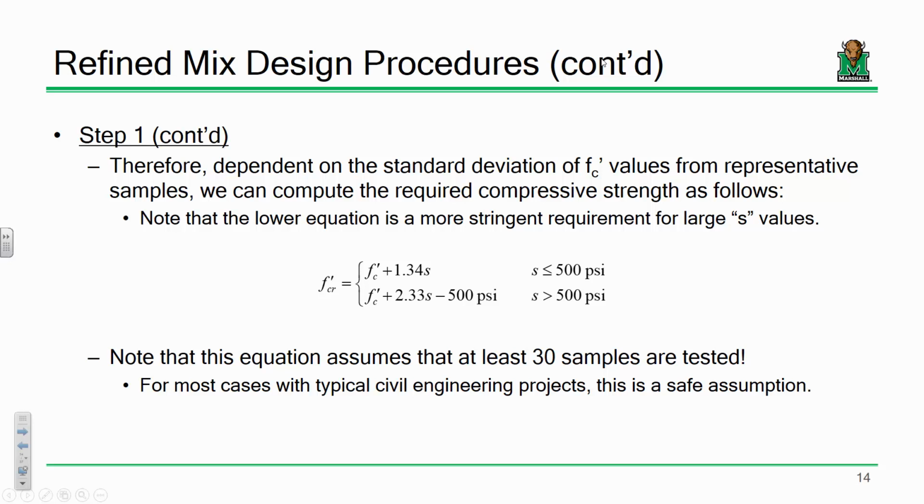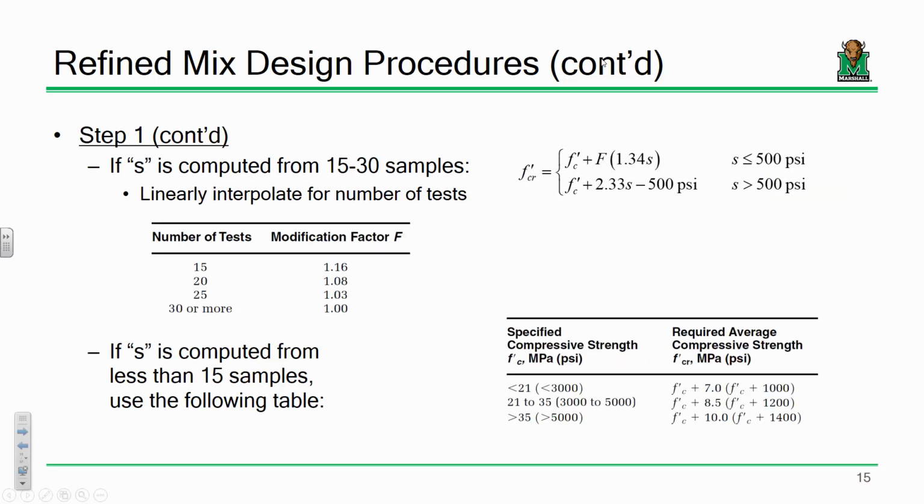Now this assumes that we're testing at least 30 samples for a given mix. If you're testing fewer samples, you can either, A, if you're between 15 and 30 samples, modify your calculation through the use of this modification factor F. And if you have less than 15 samples, there's a pretty simple but pretty conservative plug-and-chug equation for your f'cr.